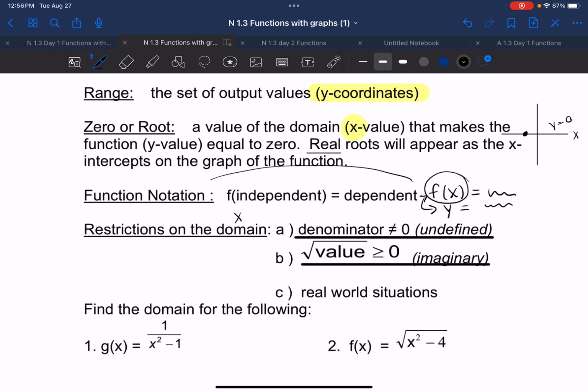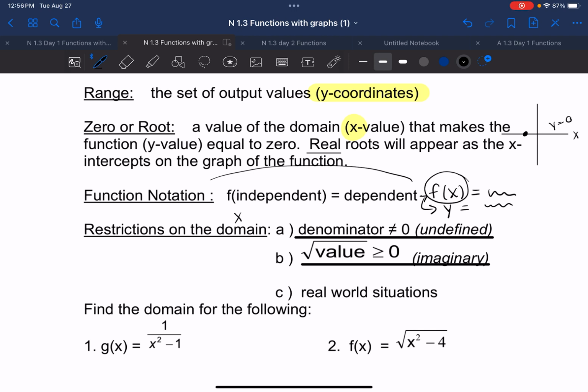The reason being, whenever you take the square root of something, you're asking yourself what multiplies times itself to give me that value. Well, if I was taking the square root of 16, okay, that would be 4, because 4 times 4 is 16, or negative 4, because negative 4 times negative 4 is also 16. However, if it was a negative 16, there is nothing that multiplies times itself to give me a negative. So, if we're taking the square root of something, we need it to be a positive number.